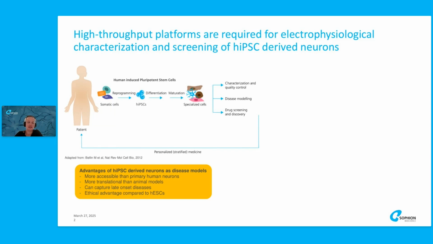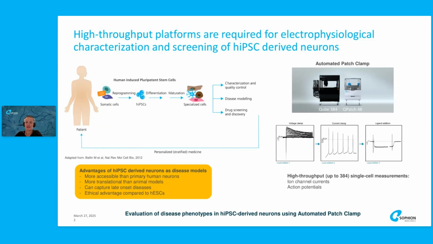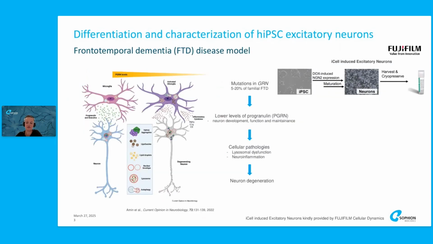So this technology has given access to many different neurological disease models, but that has also created a requirement for high throughput platforms for their characterization, disease modeling, and drug screening. So in automated patch clamp, you obtain high throughput single cell measurements of ion channel currents and action potentials. These are measures that are very relevant to evaluate neuron function. And for that reason, we wanted in this project to establish the methods required for using automated patch clamp to evaluate disease phenotypes in iPSC-derived neurons.